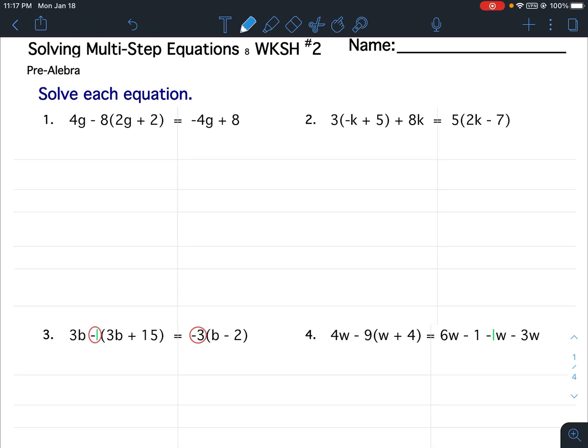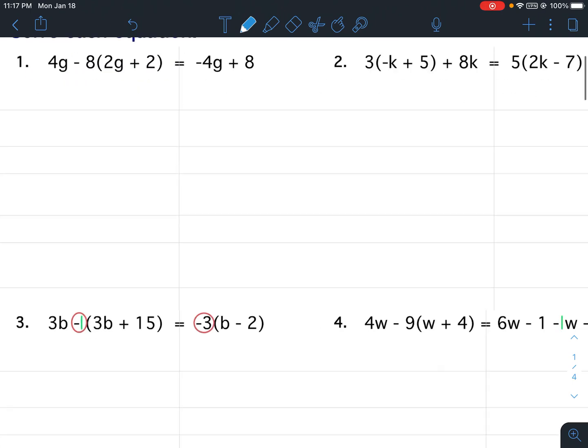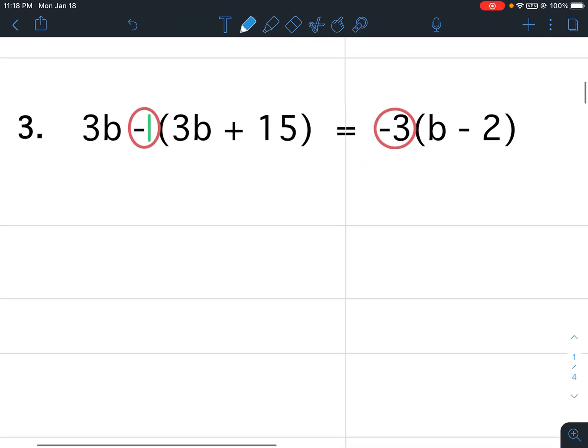Solving multi-step equations, Lesson 8, Worksheet number 2. I'm going to do several of the problems with you. The rest of them you will be on your own. Let's start with question number 3.